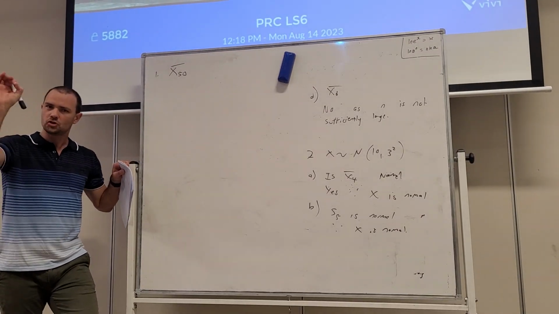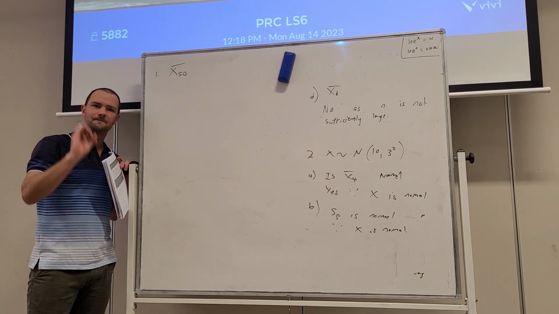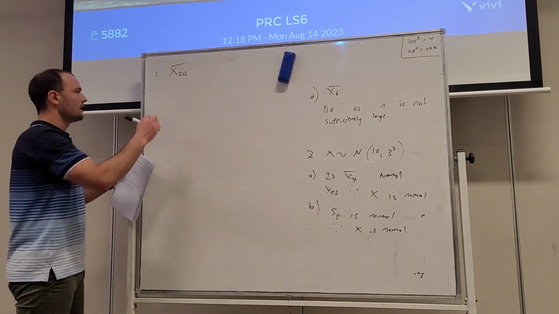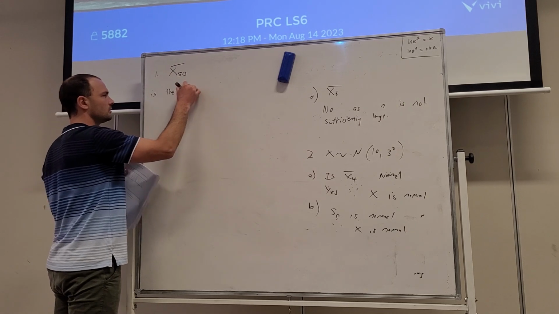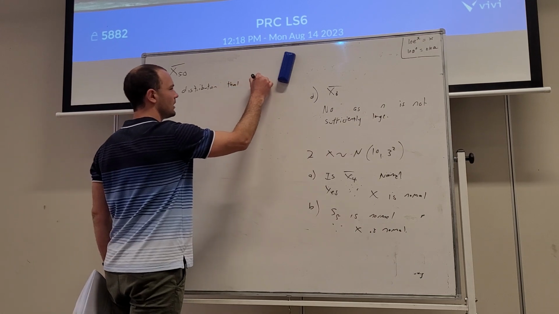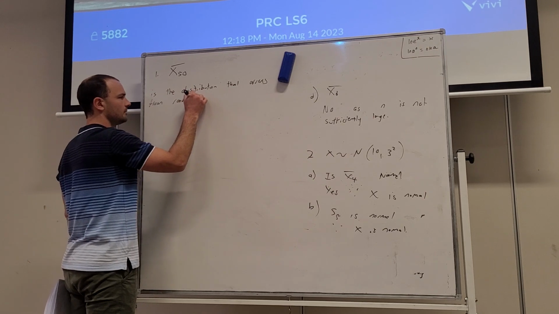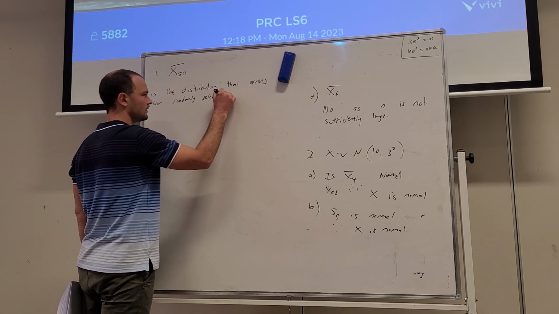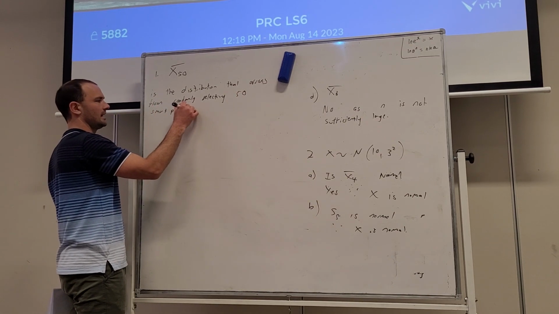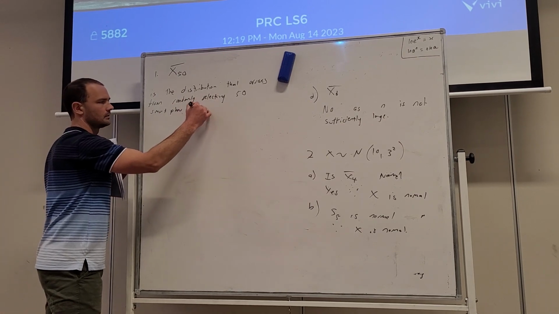x50 is the distribution that arises from randomly selecting 50 smartphone apps. So we've interpreted the variable x50. Randomly selecting 50 smartphone apps.